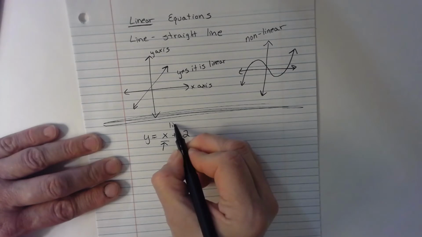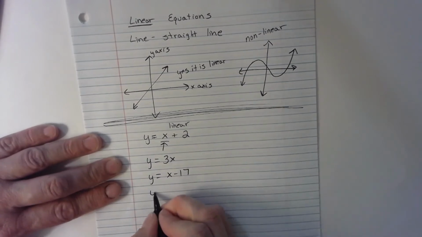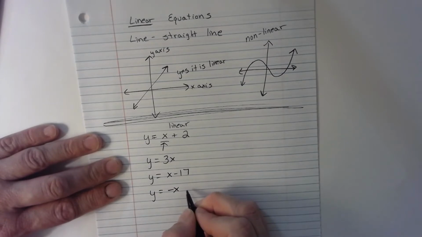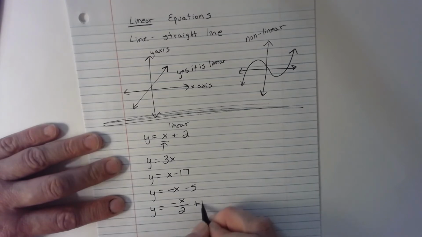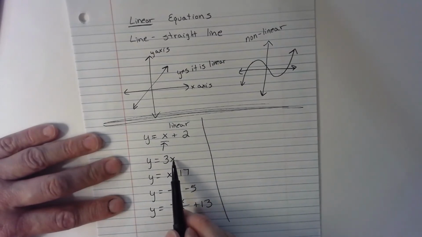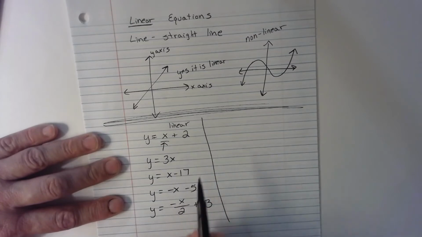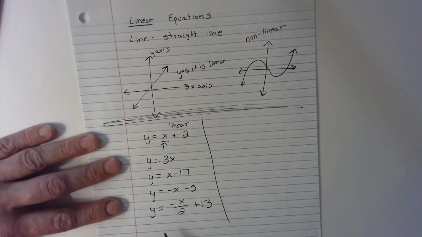Linear. So y equals x plus 2, y equals 3x, y equals x minus 17, y equals negative x minus 5, y equals negative x divided by 2 plus 13. In every one of these, the x is not raised to a power, the x is not underneath a square root sign, the x is not on the bottom of a fraction. It's okay to be on the top of the fraction, but it's not on the bottom of the fraction. Therefore, all of these are linear.